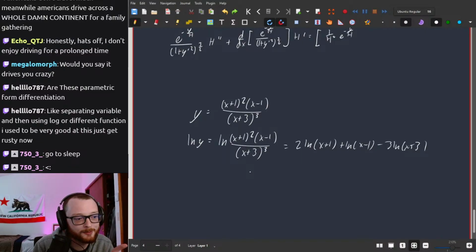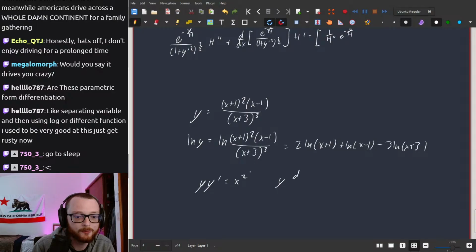But you might also mean a different thing that's called separation of variables, which is if you have, let's say, y times y prime is equal to x squared or something.